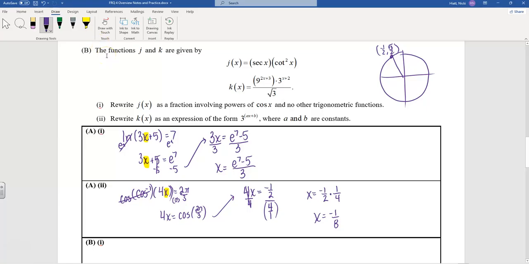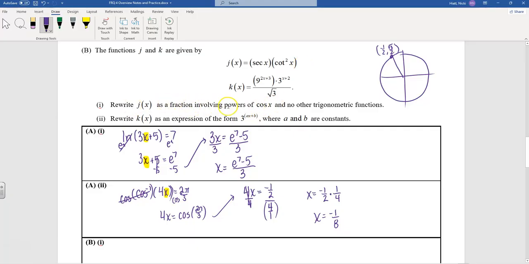Okay, part B. Now, A and B can be switched. Sometimes you're simplifying in A and you're solving in B. Sometimes it's the way that we see it now. But in general, you're going to have one section where you're solving an equation, and you'll have another section where you're rewriting. So for B, we are supposed to rewrite this only using cosine.